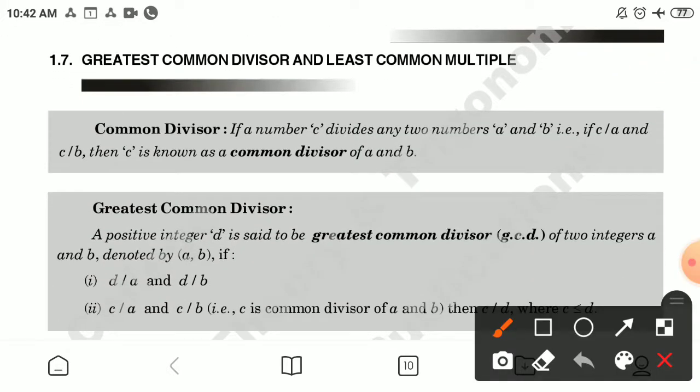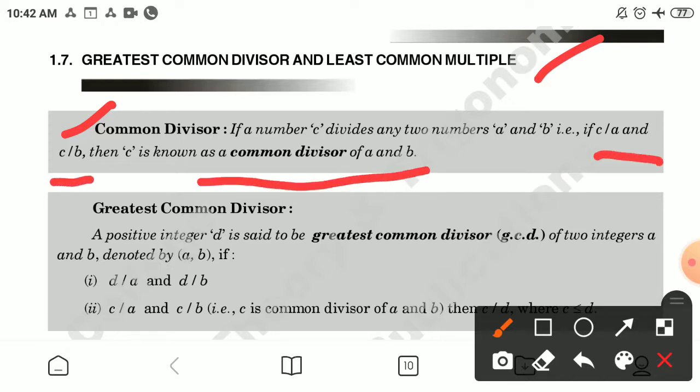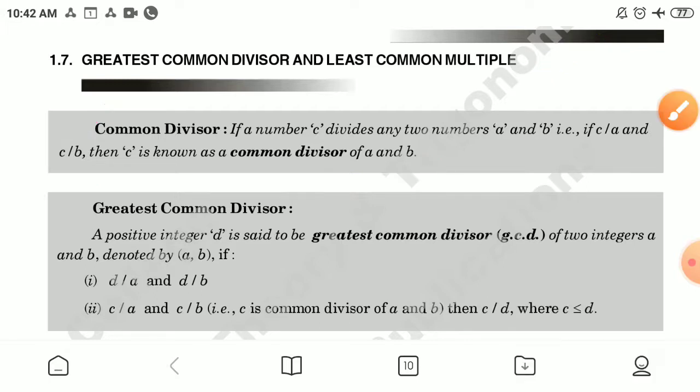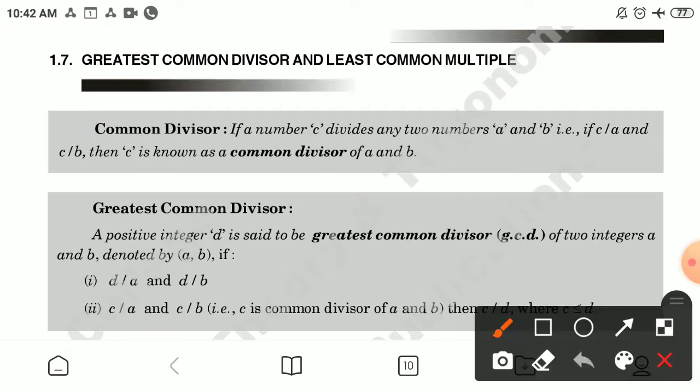Now, the next definition for greatest common divisor and least common multiple. What is common divisor? If a number c divides any two numbers a and b, that is if c divides a and c divides b, then c is known as common divisor of a and b. Next one, greatest common divisor.